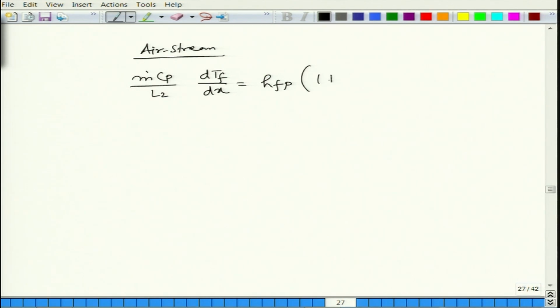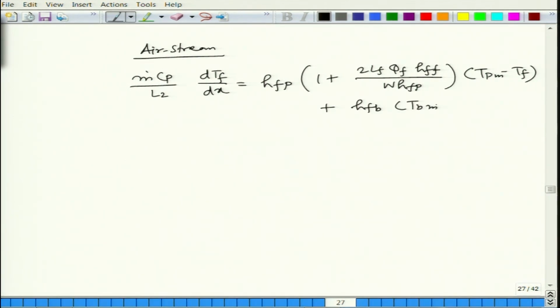Now, if you do the air stream part, you can write m Cp divided by L2 dT_f/dx equal to h_FP [1 plus 2 L_F phi_f h_FF divided by (W h_FP)] multiplied by (T_PM minus T_F) plus h_FB (T_BM minus T_F).